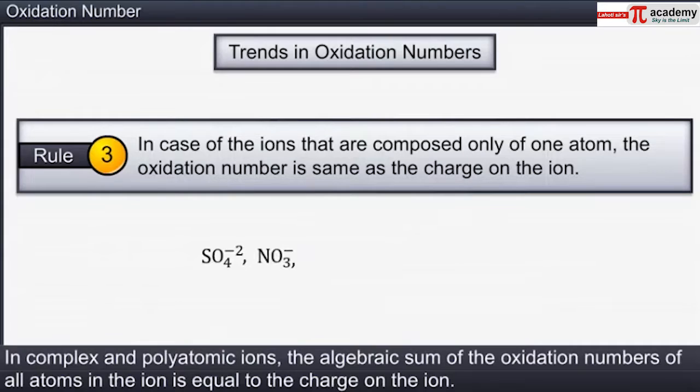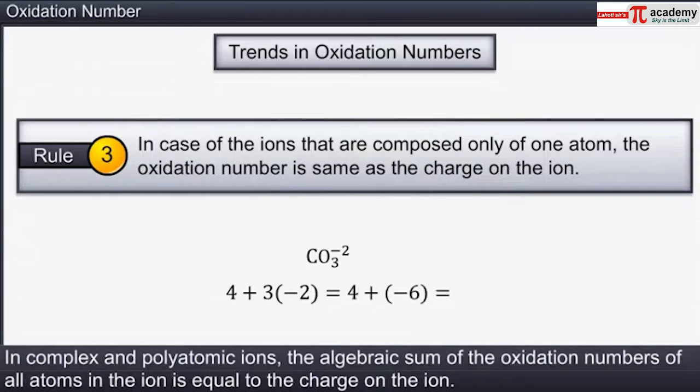However, in complex and polyatomic ions, the algebraic sum of the oxidation numbers of all atoms in the ion is equal to the charge on the ion. For example, in the carbonate ion, the algebraic sum of the oxidation numbers of the 3 oxygen atoms and one carbon atom is -2. The oxidation number of carbon is +4 and oxidation number of oxygen is -2. So 4 plus 3 multiplied by -2, which is 4 minus 6, is equal to -2.